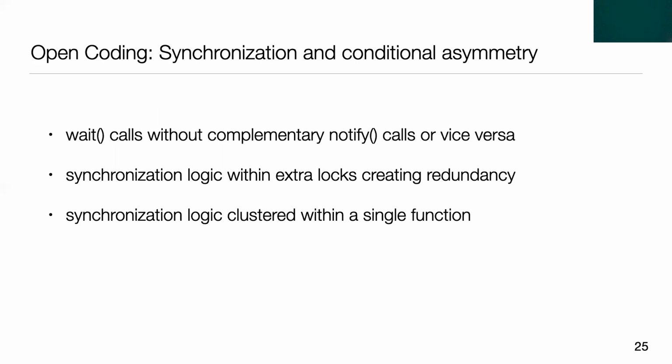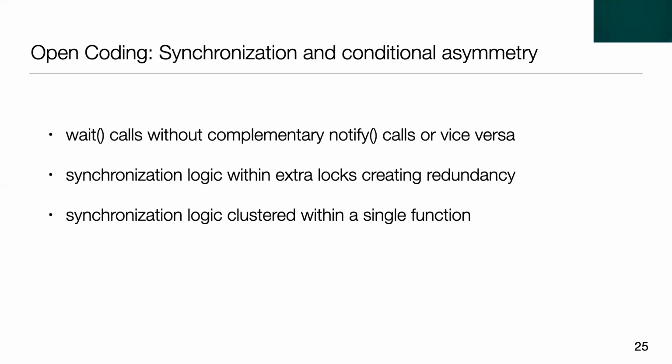In the process of open coding student programs, we found two key features. One is the asymmetry present in synchronization and conditional logic. Some students would implement a wait call without including a signal or a notify call in the class. One submission placed a wait call right after an explicit lock, making it redundant. And the synchronization logic was all clustered within the single function arrive, rather than distributed across the methods of the shared data class.